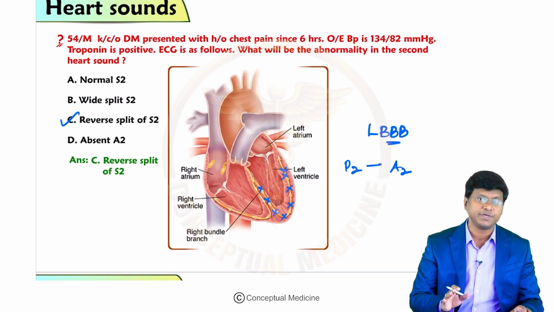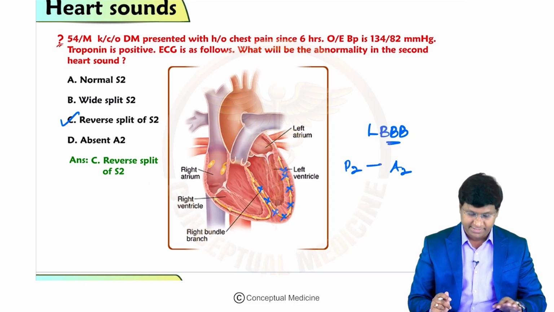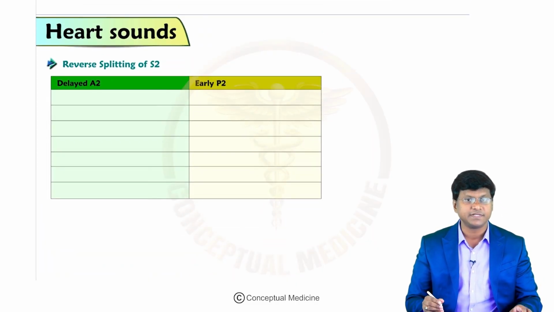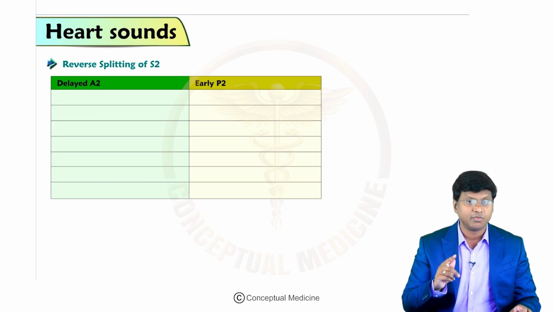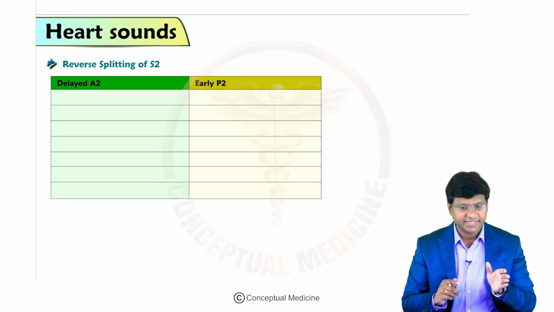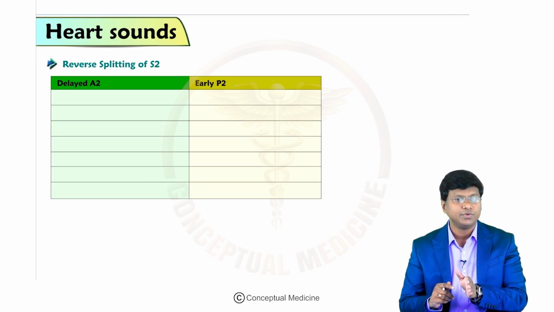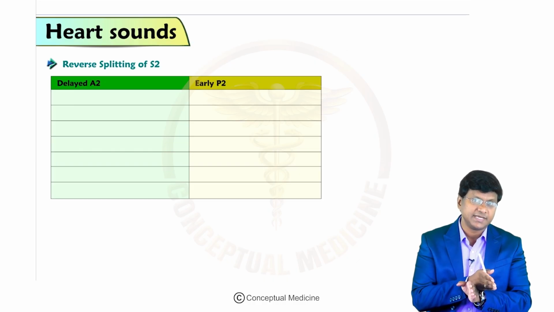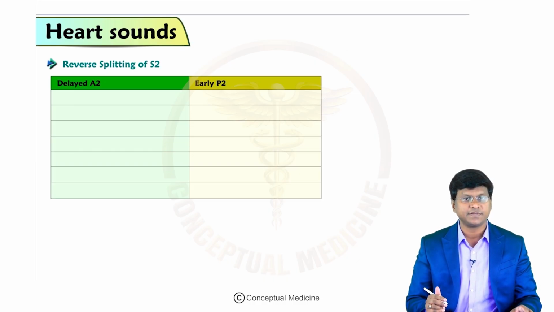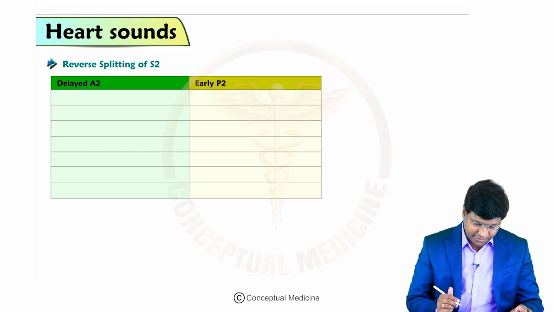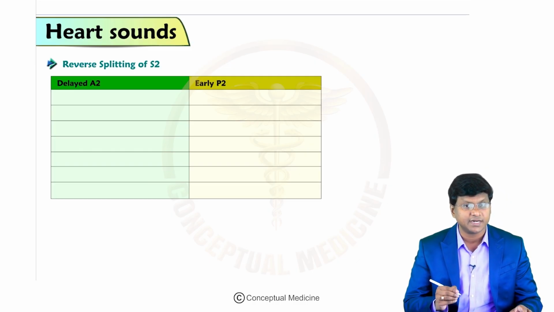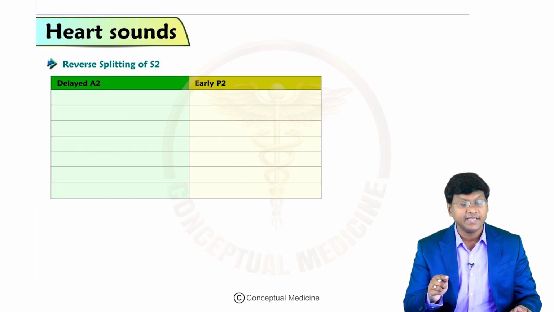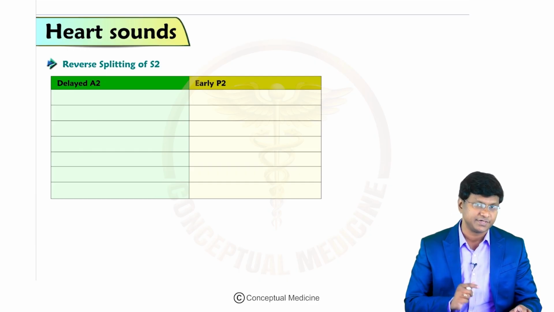But there are many conditions where you have reverse splitting of the second heart sound. What are they? Number one, any clinical scenario where there is delayed A2 or early P2. First, let me tell you the conditions with an early P2. Early P2 occurs where there is early electrical activation of the right ventricle.